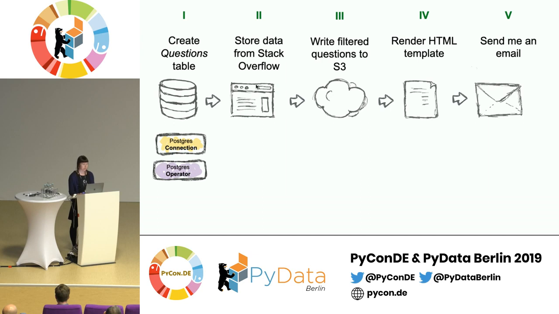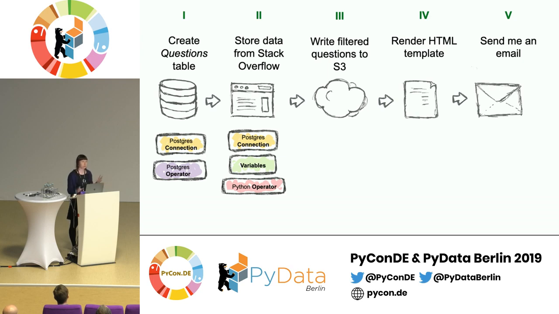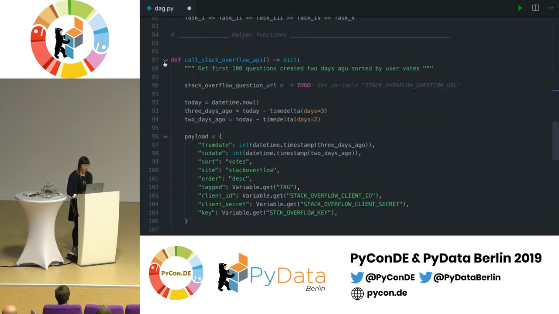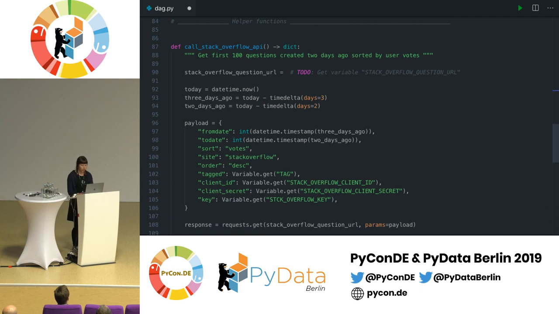So the second task is to store that. We take data from Stack Overflow API, and we will store it in this table. For this, we will again need Postgres connection, variables, and Python operator, because we will write a Python function that we will ask our Airflow to run. I prepared here some functions for you, and what I want to show here is how to get variables from Airflow. It's very simple syntax.